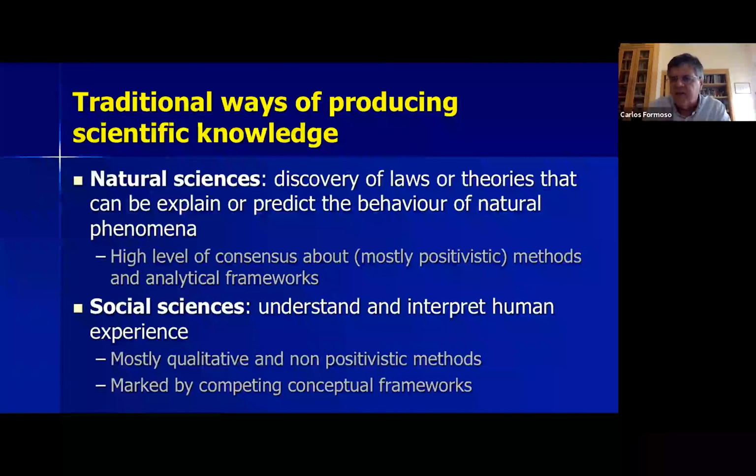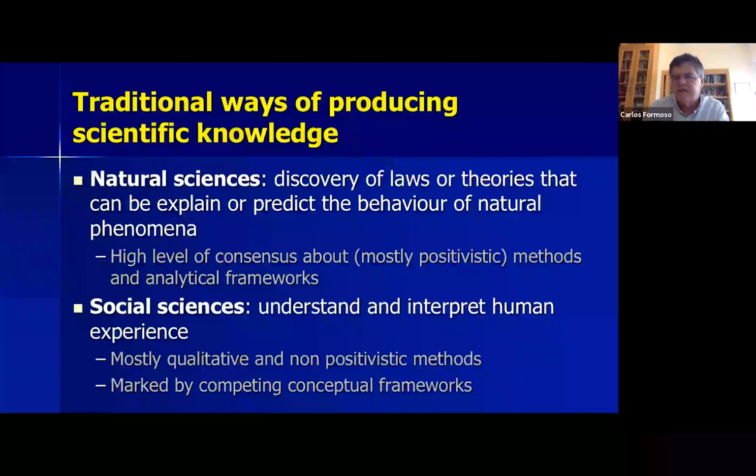Discover these laws and theories that are applicable anywhere in the universe. So in natural science, there is this idea of developing theories that are universal. They work everywhere. In social sciences, which is a much more recent area of research, the aims are very different. So the aim of social science is to understand and interpret human experience.